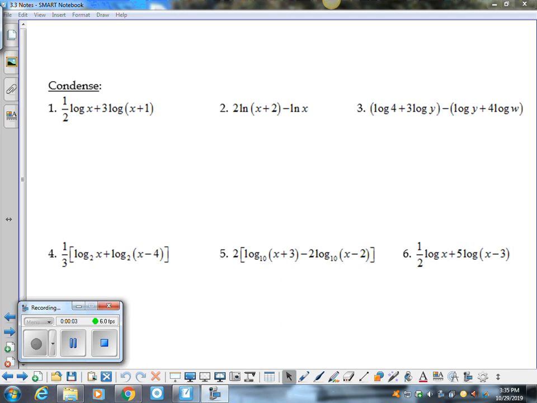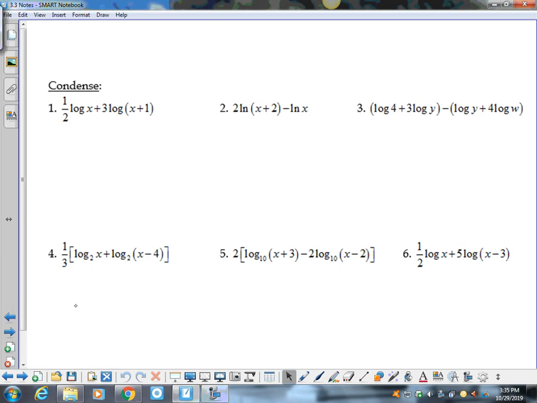So this video is the second half of the log properties. This is just going to cover the condensing. So make sure you're good with your rules. And the biggest place a lot of people mess up on these is the not simplifying it after you condense. I'm going to go at a pretty quick pace because this is a video and you can stop it and go back and rewatch each example as many times as you need.